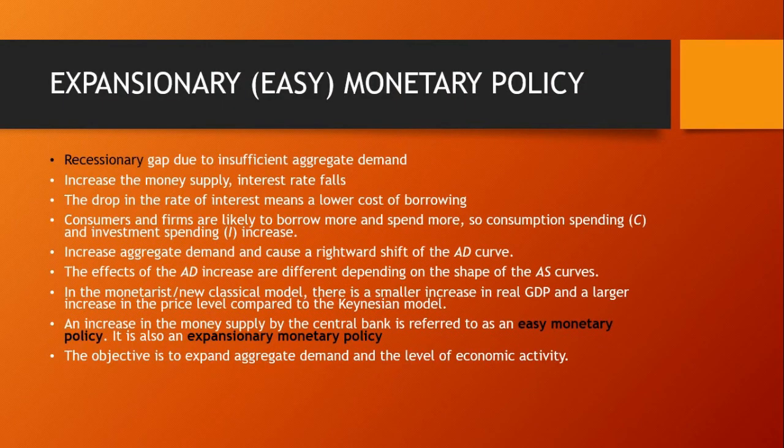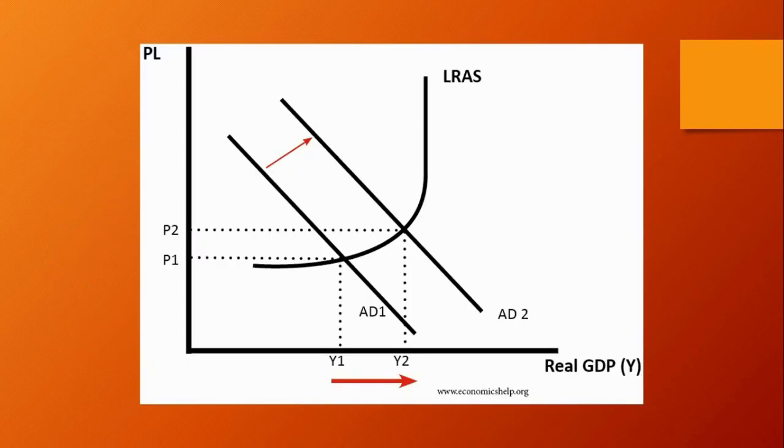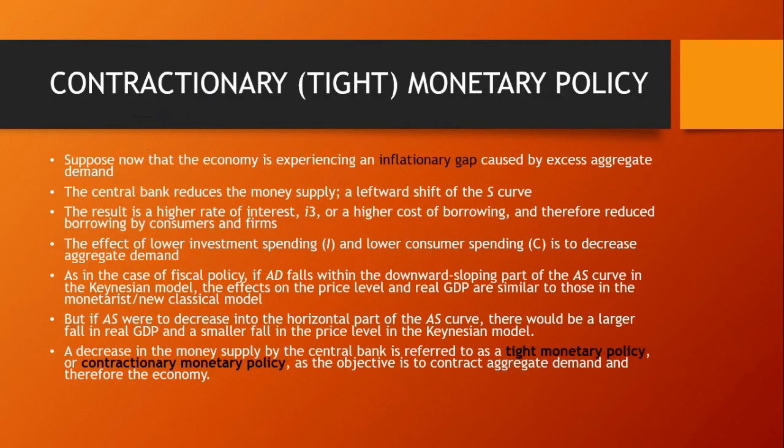So an increase in the money supply by the central bank is referred to as easy monetary policy. It is also an expansionary monetary policy. The objective of this expansionary monetary policy is to expand the aggregate demand and also to increase the level of economic activity. So let's move on to the next type of monetary policy.